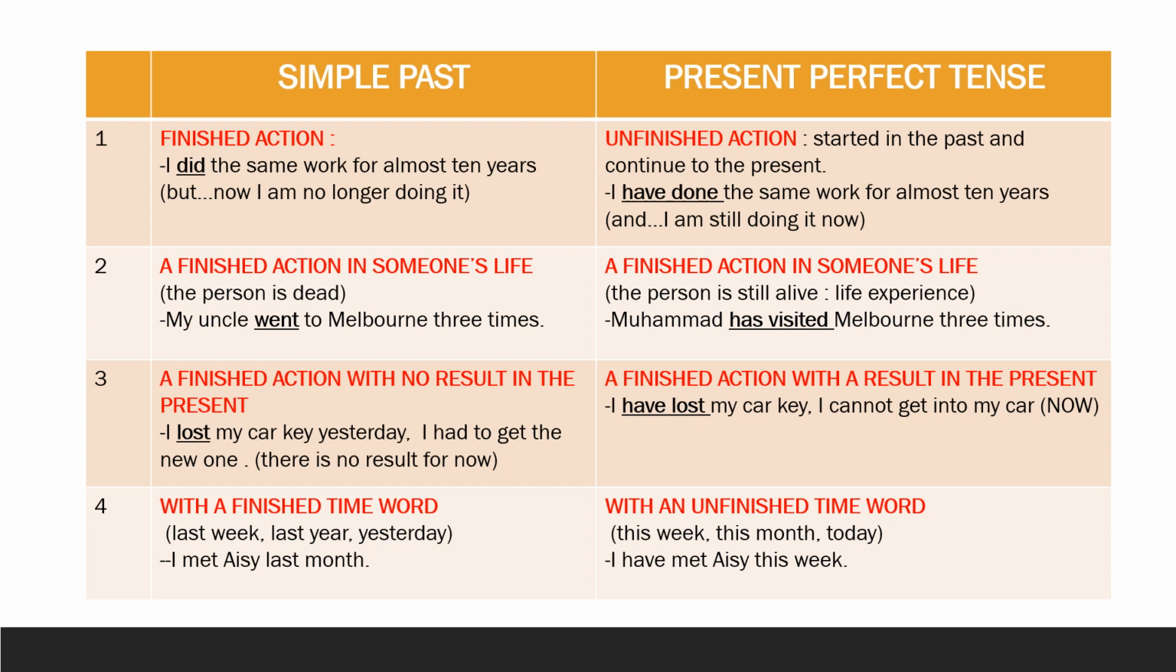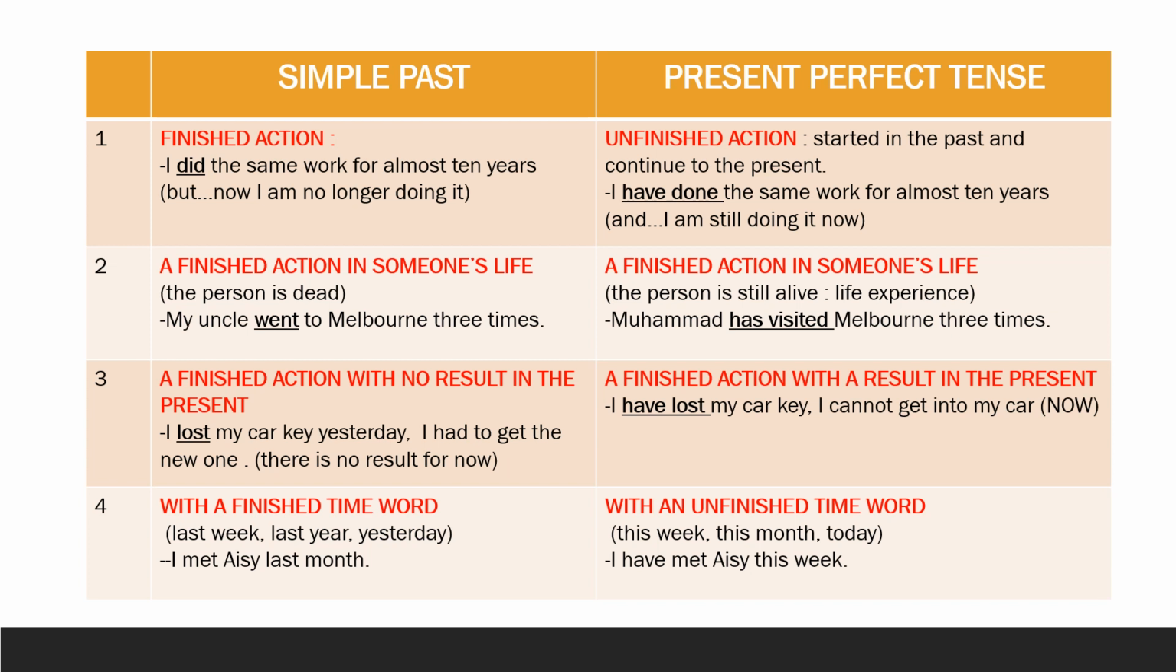Or we can say that it is a life experience. For example here, Muhammad has visited Melbourne 3 times. Okay, Muhammad is still alive and it is Muhammad's life experience. I hope it is clear with the second rule. Now we move on to the third rule.